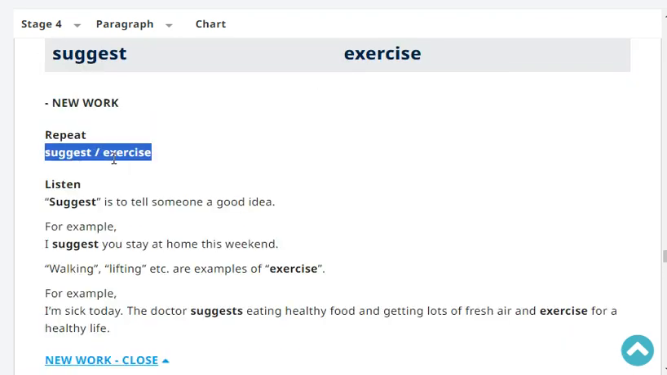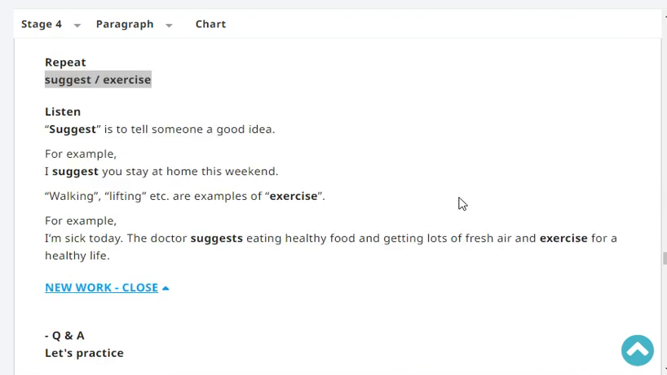Repeat. Suggest. Exercise. Very good. Okay, listen. Suggest means to tell someone a good idea. For example, I suggest you stay at home this weekend. Walking, lifting, running, jogging are examples of exercise. For example, I'm sick today. The doctor suggests eating healthy food and getting lots of fresh air and exercise for a healthy life.